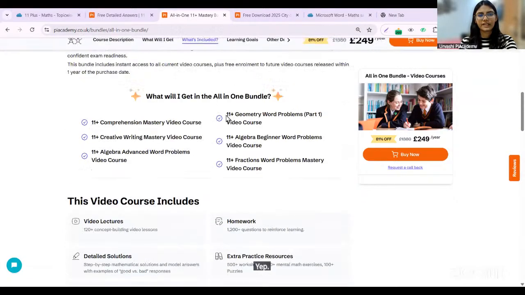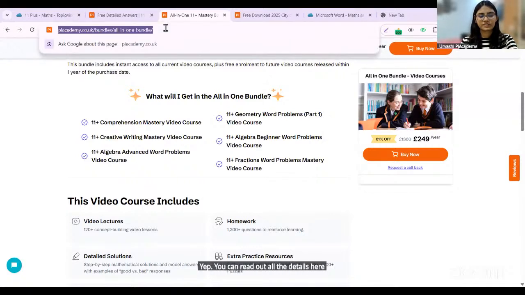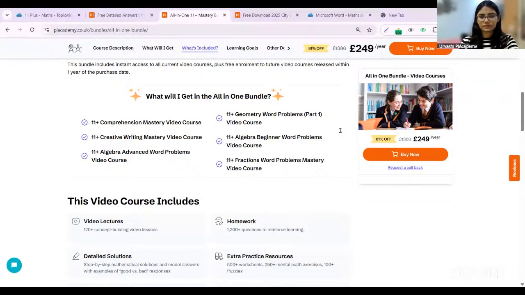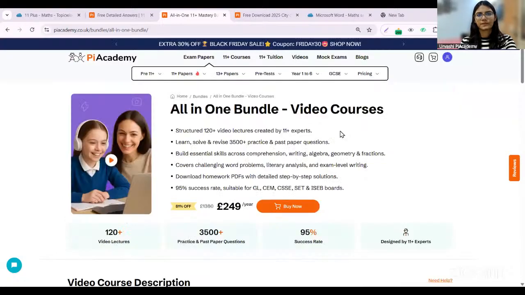You can read out all the details here. I would just paste it in the chat box. I hope that's it. Okay, somebody is saying the example you showed did not show the marks.